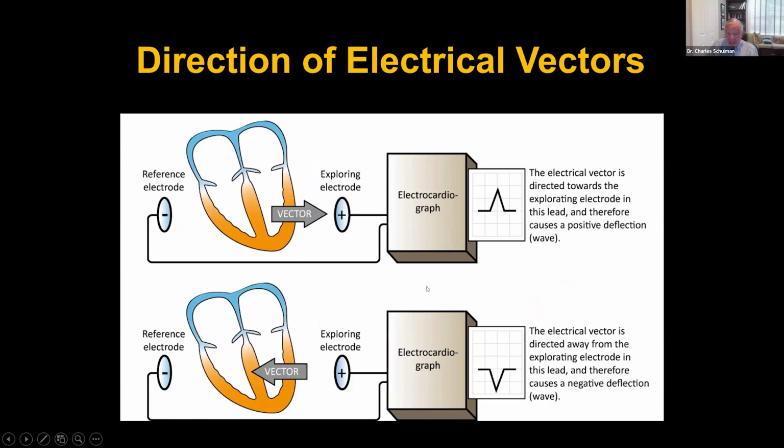Okay, now the basic concept of EKGs, ECGs in English, EKG in German, is that there's some kind of a reference electrode and an exploring electrode. And when the electrical vector travels toward the exploring electrode and is printed on an electrocardiograph machine, there's a positive deflection. So if you look at the different leads, a positive deflection means that the vector is traveling toward that lead. On the other hand, if the vector is traveling away from that lead, there will be a negative deflection.